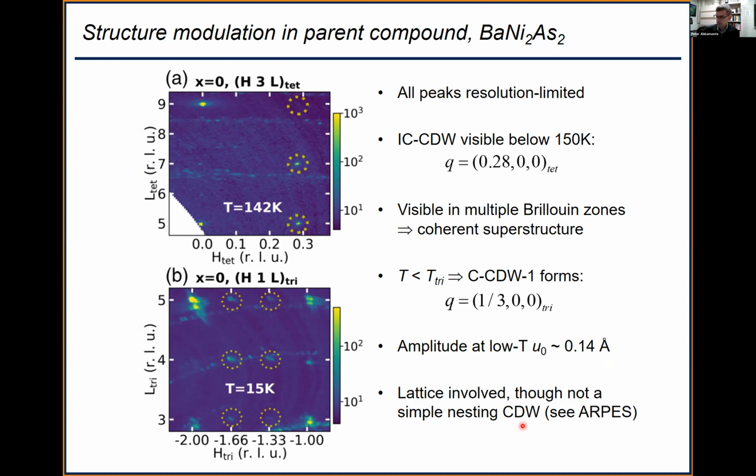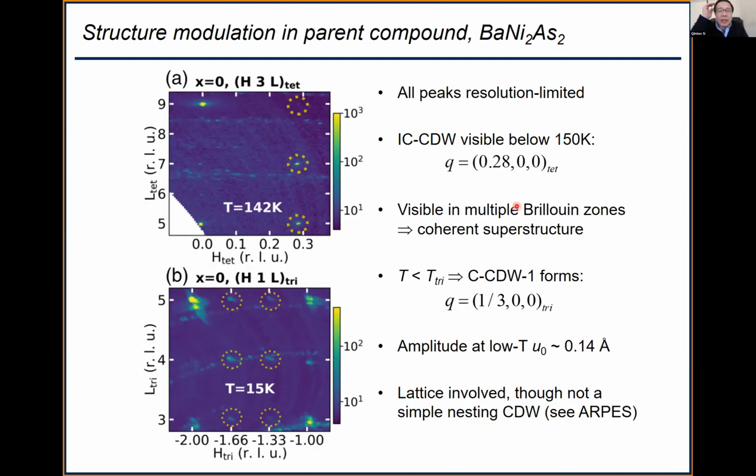I have a backup slide on the ARPES. You don't get Brillouin zone folding and gaps opening like you would expect if it were a simple nesting state. So it's not a textbook thing, but the lattice is involved in some way.